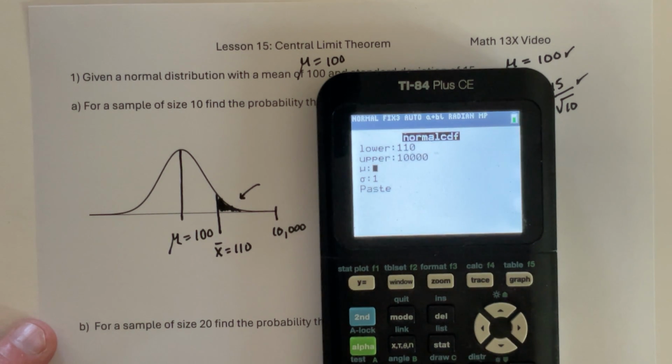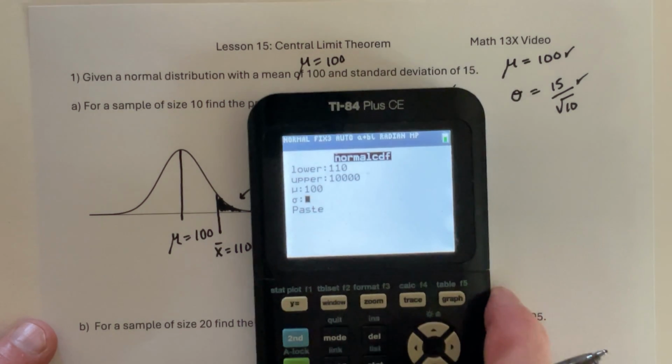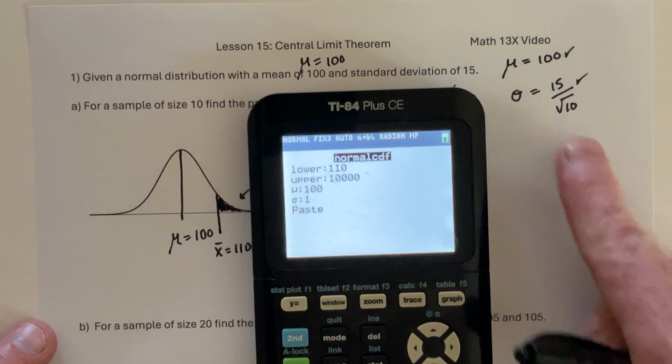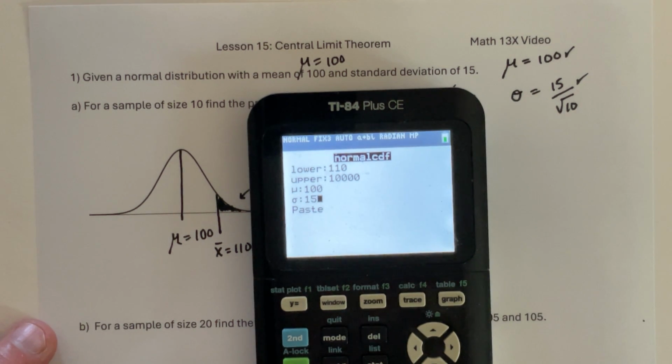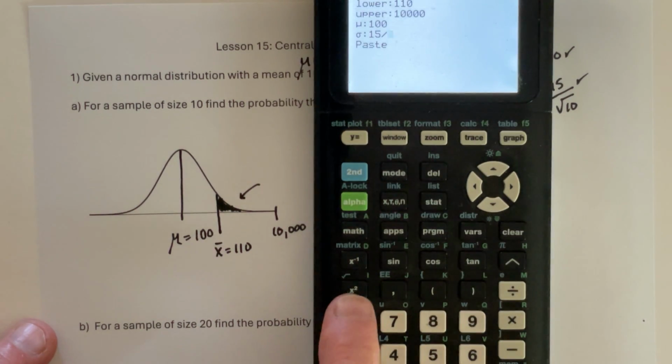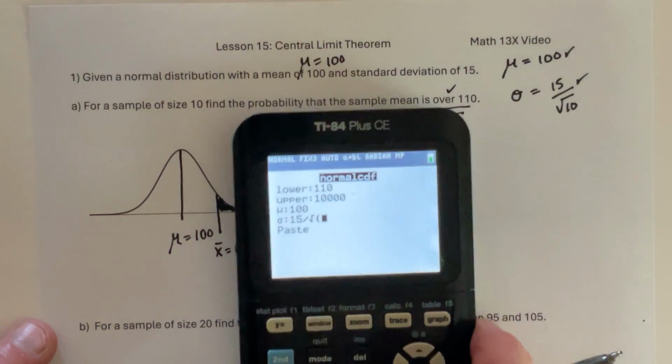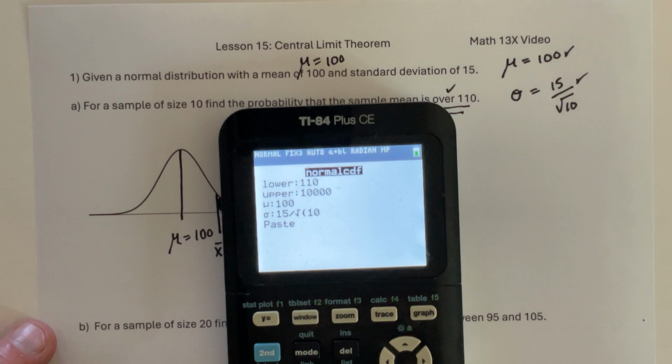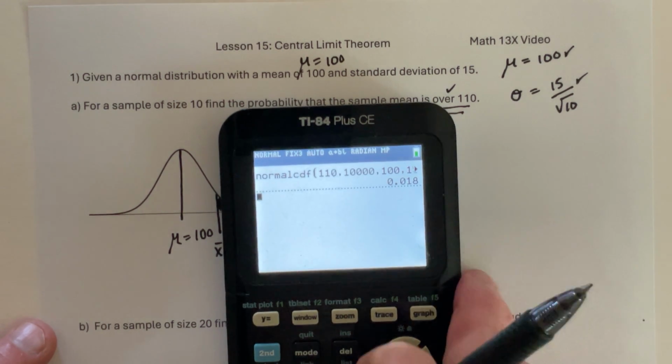And then the mean is 100 and the standard deviation. So this is the one new thing. When you get to standard deviation, you do need to put 15 divided by the square root. And if you haven't done square root for a while, it is right here, but you do have to put second square root of 10. And then skip down to paste it onto the screen, and the answer is 0.018.